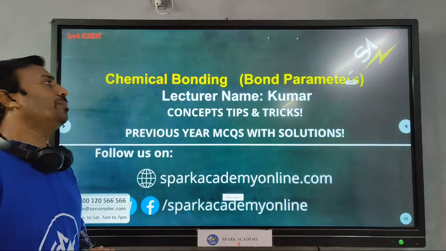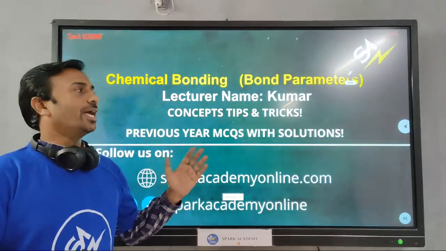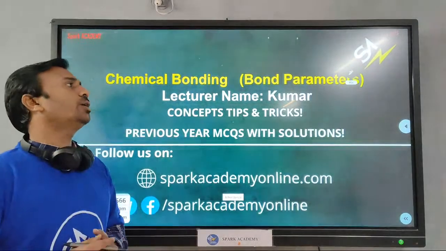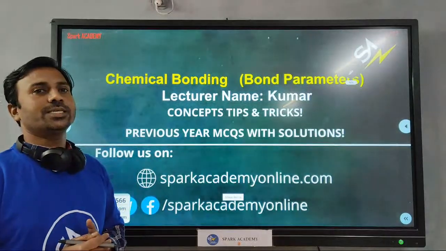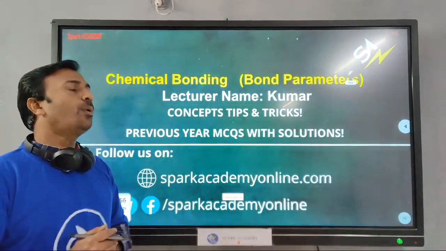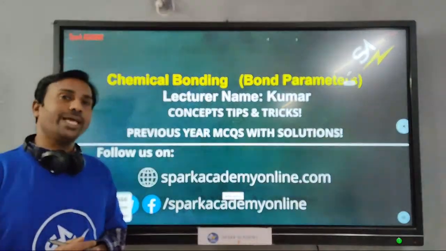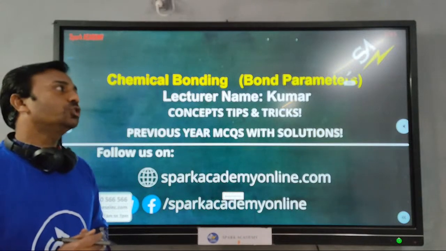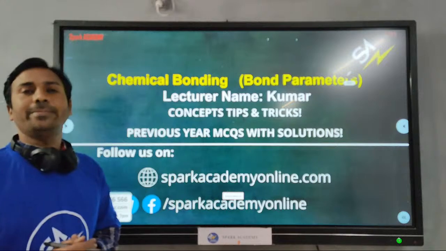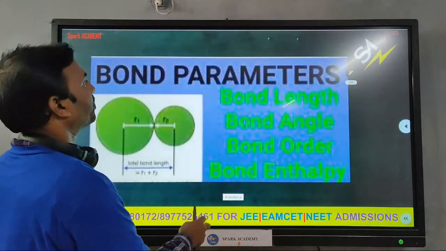We are in chemical bonding. In chemical bonding, we are learning topics: ionic compounds, covalent compounds, octet rule, hybridization. Now today, bond parameters. Chemical bonding explains the geometry of the molecules. So in geometry, bond parameters are present. What are the bond parameters?